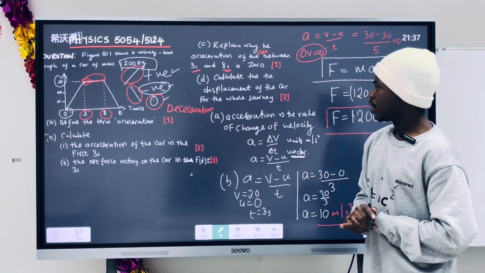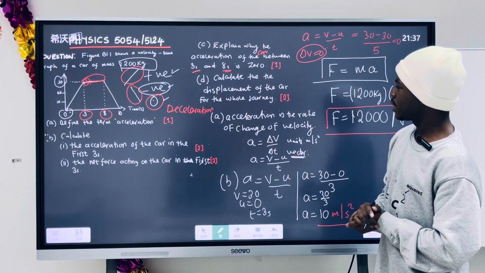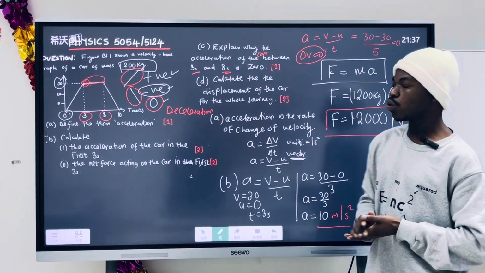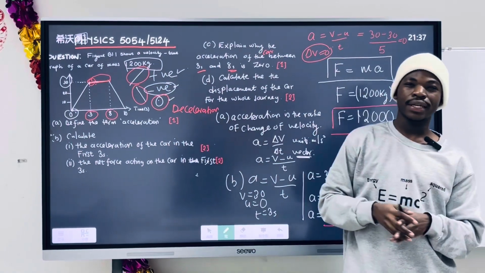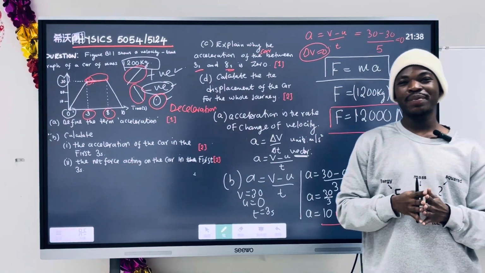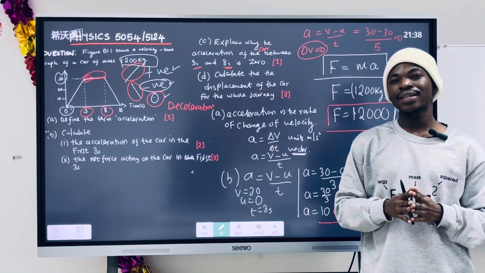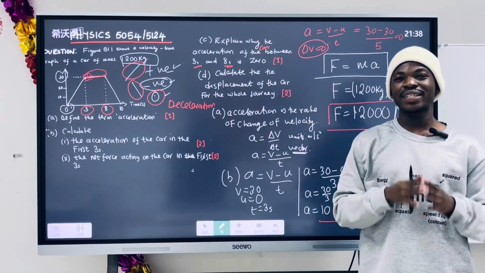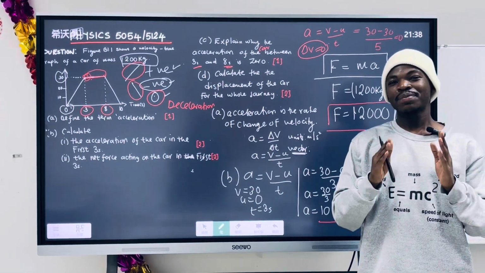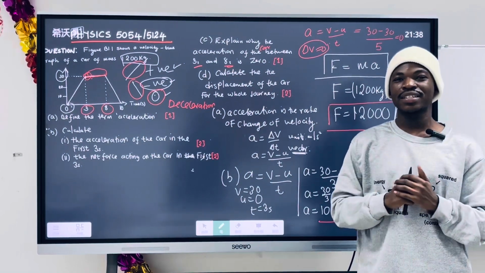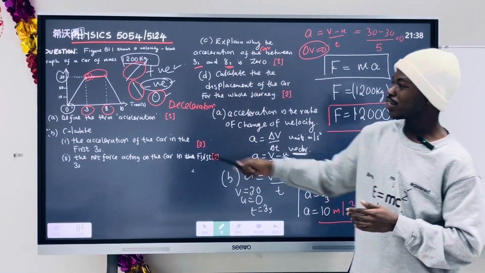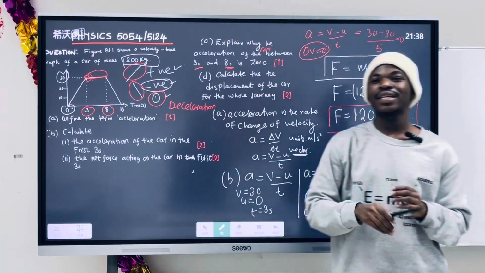Part D. This says calculate the displacement of the car for the whole journey. So find the displacement of the car for the whole journey. When we talk about displacement, we mean the distance that the car covered in a particular direction. Displacement is simply the distance covered in a particular direction. So in other words, we just want to find the distance that was covered in some direction here.